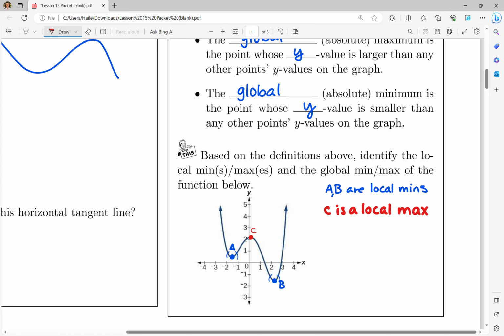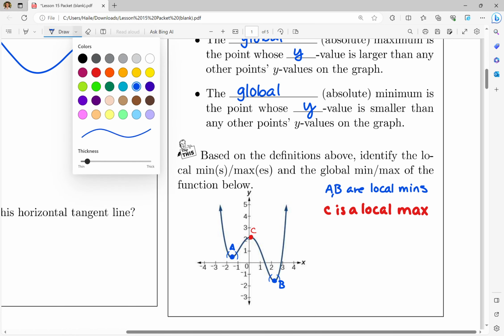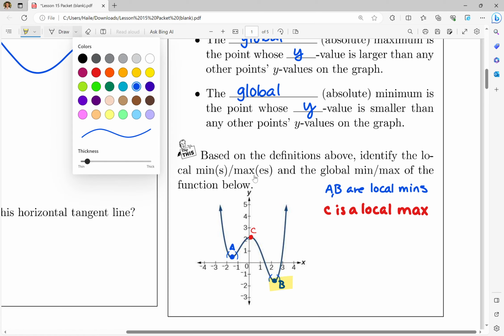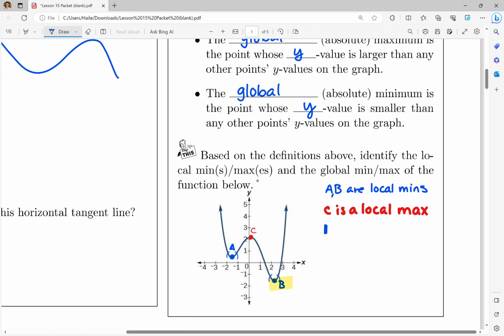So now let's think about the absolute or global. So when we think about absolute or global maxes and mins, we want to consider the entire graph. So let's think about the absolute min first. So the lowest point on the entire graph actually is the same point that we called a local min. So B is also the absolute minimum because it's the smallest point on the entire graph. So B is the global min.